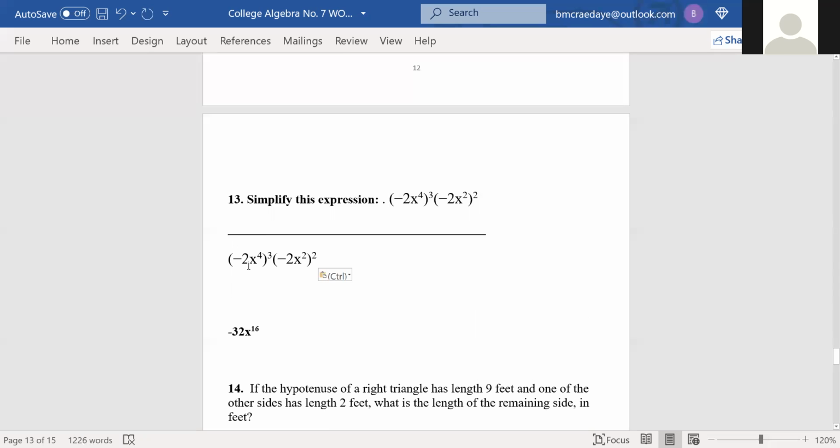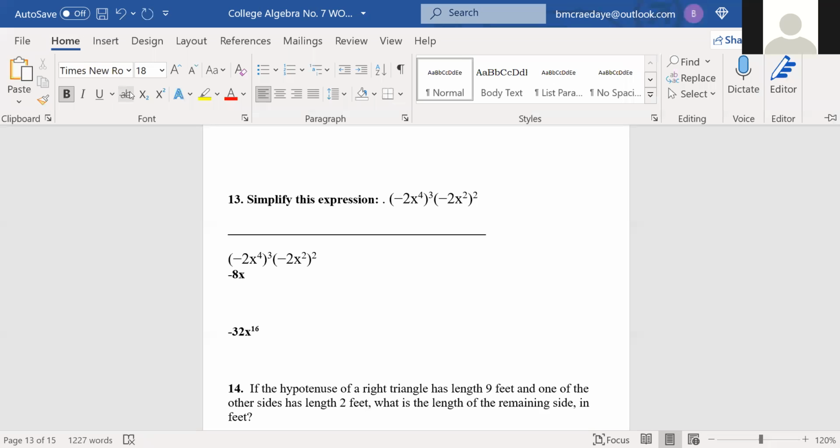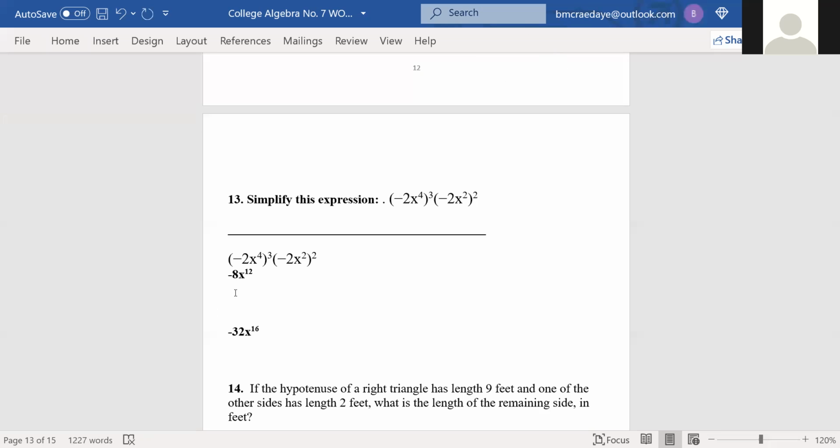Now, minus 2 to the third power is minus 2 times minus 2, which is 4, and then times minus 2 again is 8. So that's going to be what? A minus 8. And 3 times 4, that's 12, right? Yeah, so that's going to be 12. So let's just put this in parentheses. So the first one is going to be minus 8.